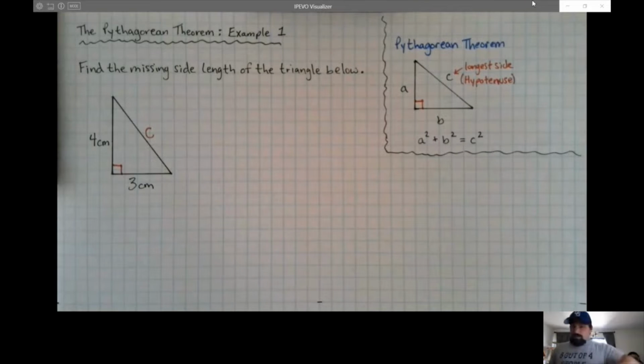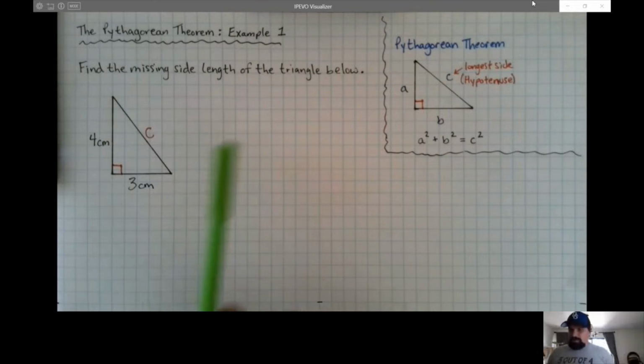So for the Pythagorean theorem, we're going to look at 4 different examples. The first 2 examples will be showing how to use the Pythagorean theorem to find the missing side. And the next 2 examples will be learning how to use the Pythagorean theorem to determine if a triangle is in fact a right triangle. So let's get started.